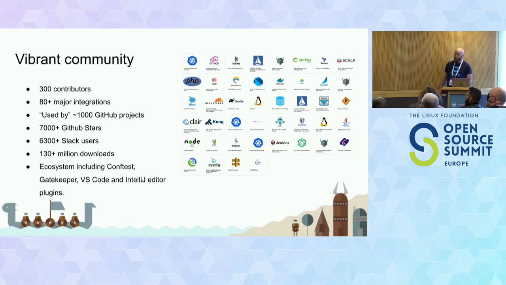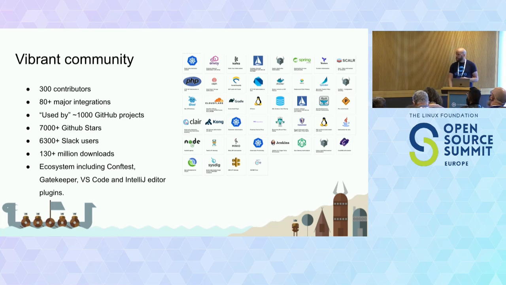It's, again, an open source project and a pretty vibrant community. We have over 300 contributors, 80 or more major integrations with different products like Kafka or Kubernetes, data sources, and whatnot. We're used by over a thousand other GitHub projects, so dependents. 7,000 GitHub stars, 6,300 Slack users, 130 million downloads, etc. So it's a fairly established project by now.